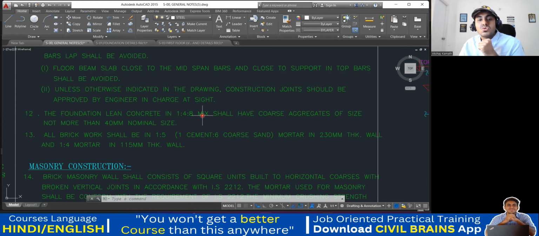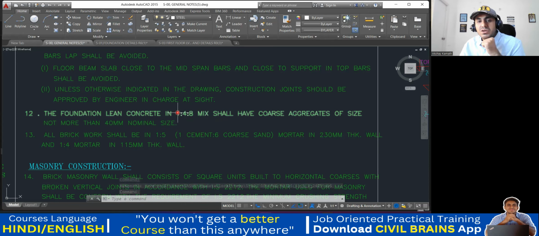Got it? So what is the ratio you're supposed to use? 1:4:8. So 1:4:8 is actually M 7.5 grade of concrete. So 1 part of cement, 4 parts of sand, and 8 parts of coarse aggregate. You are supposed to use it, and this grade is called M 7.5.